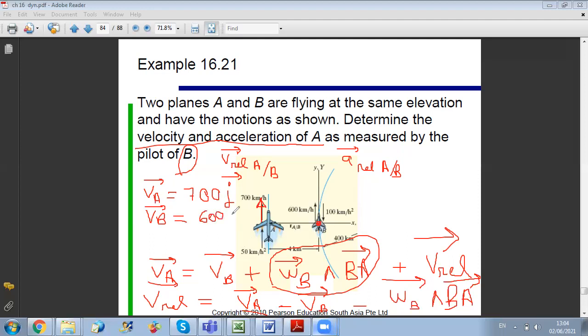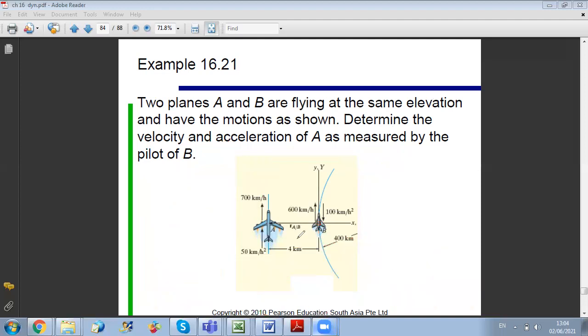Now, what about omega B? How can I find omega B? It is not given directly in the problem. I should try to find a way to calculate it. I want to calculate the angular velocity of rotation of the rotating frame fixed to plane B.